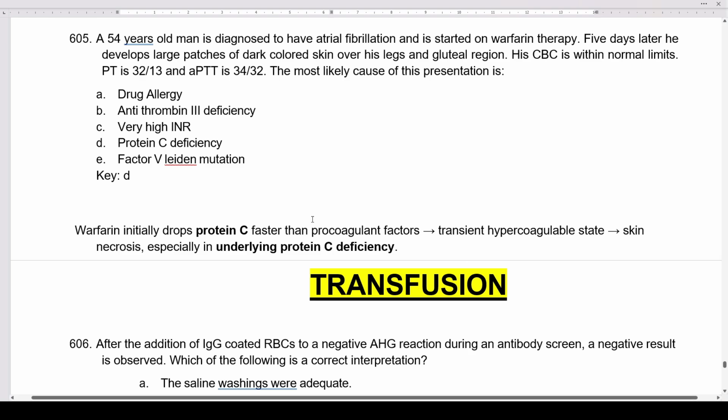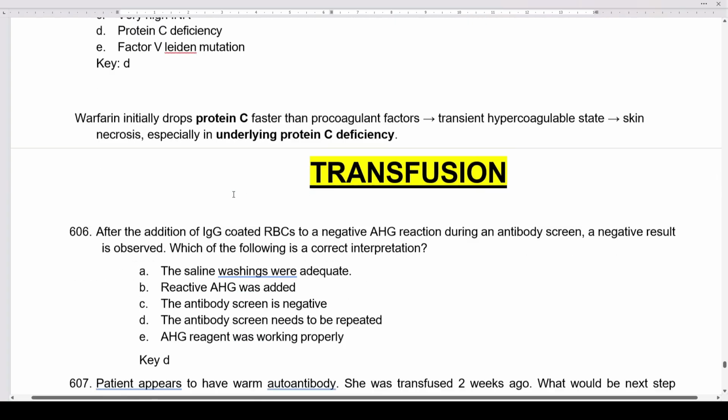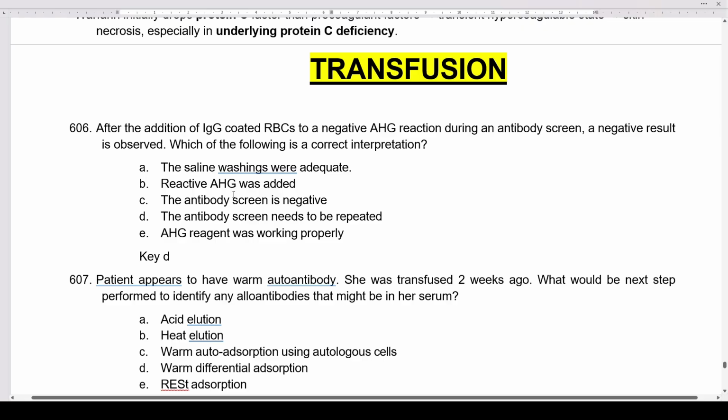Okay, so this is the last MCQ of the hematology section. I am happy that it is finished. Inshallah we will start with transfusion. I think transfusion has 300 MCQs, so I'm excited to start that.